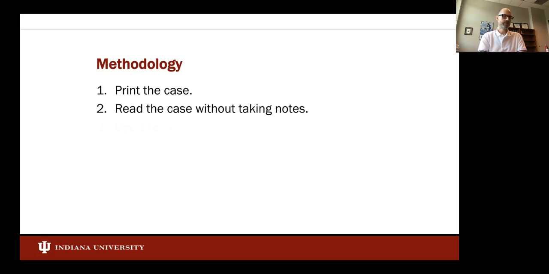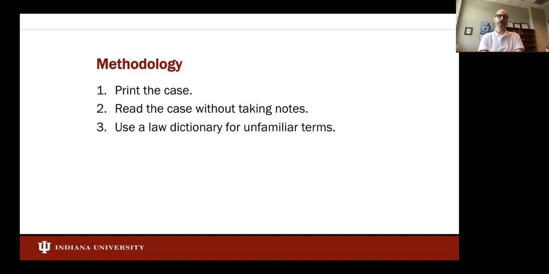Step number three, and this is really important too, is that you're going to come across terms that you're not familiar with.